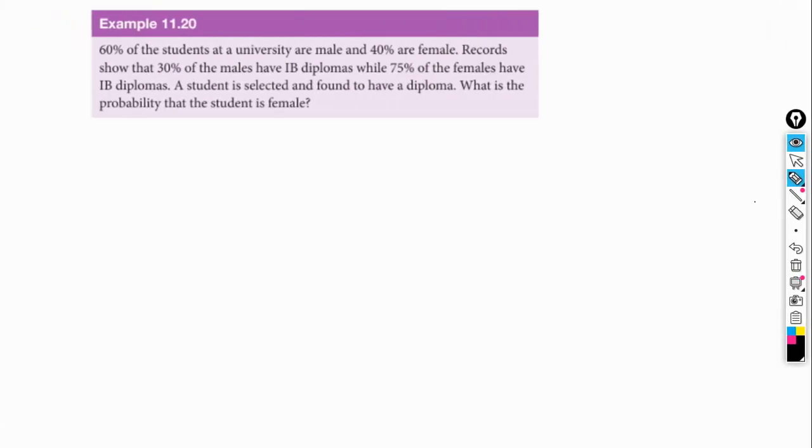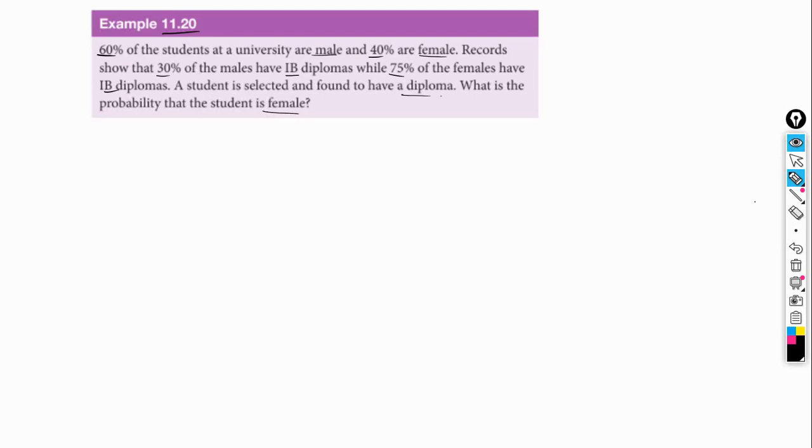Okay, so next we're going to work on example 11.20, and it says 60% of the students at a university are male and 40% are female. Records show that 30% of the males have IB diplomas, while 75% of the females have IB diplomas. A student is selected at random and found to have a diploma. What is the probability that the student is female?